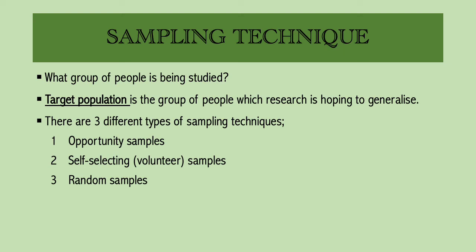Okay? So there are three types of sampling technique, or three ways of getting or recruiting participants, which are opportunity sampling, self-selecting sample, and random sample. So I'll go through the definition for each one of it, okay?